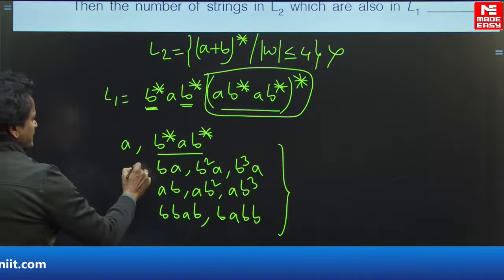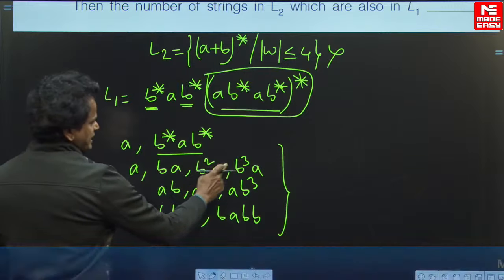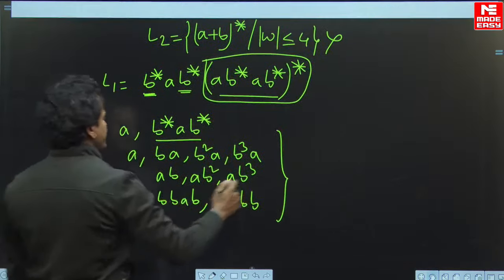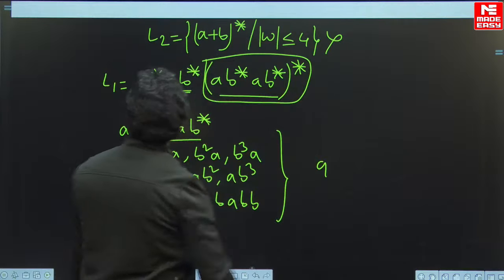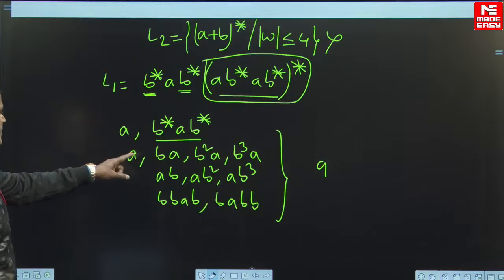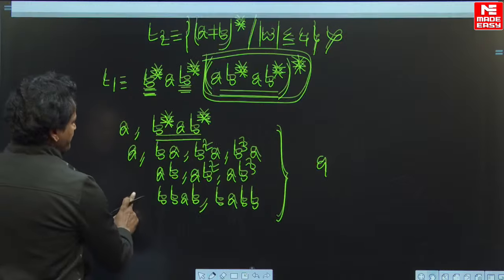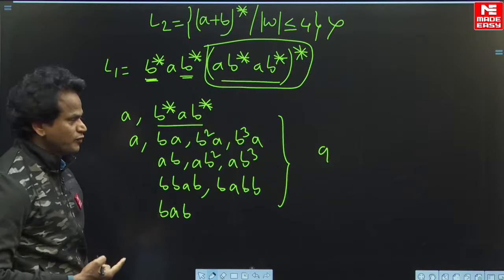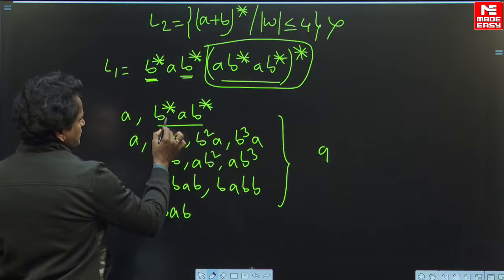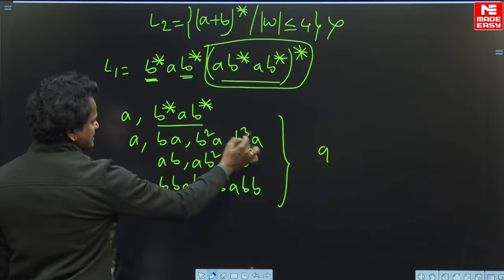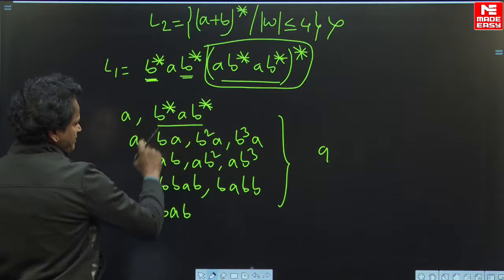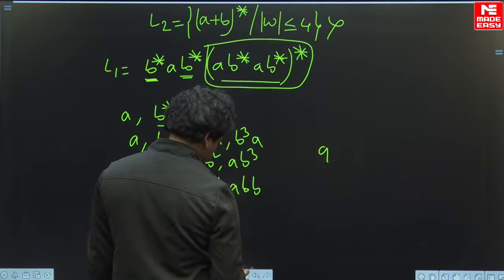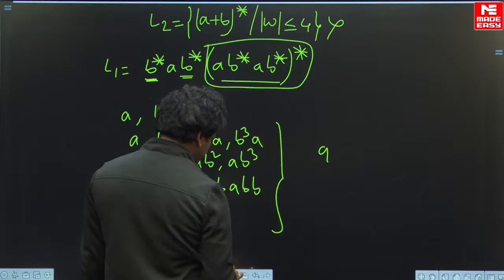How many strings did we get here? 1, 2, 3, 4, 5, 6, 7, 8, 9. 9 strings, and one more string will be there. Let me check. BAB is also there. BAB also will be there, length less than or equal to 4. So length 1, length 2, I can take from B star, these strings, or BAB, BBAB, BABB. So total 10 strings we can get from this option.